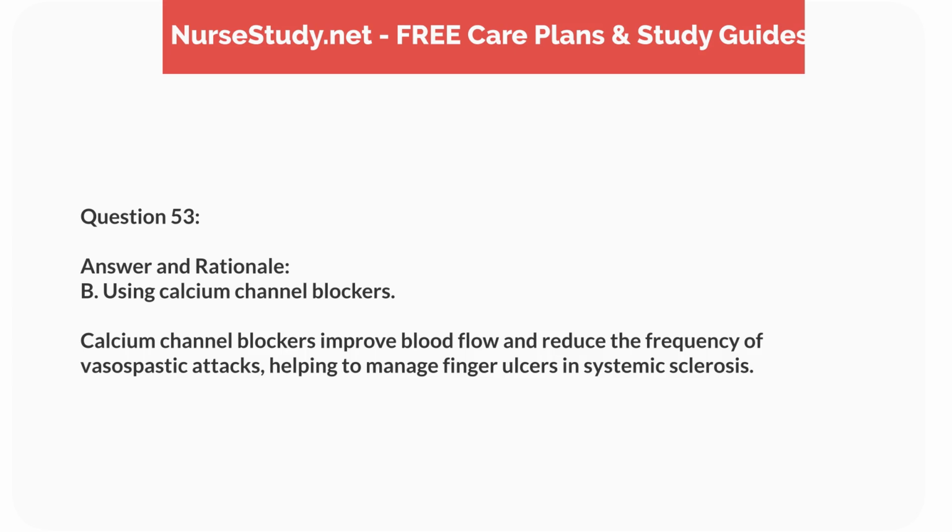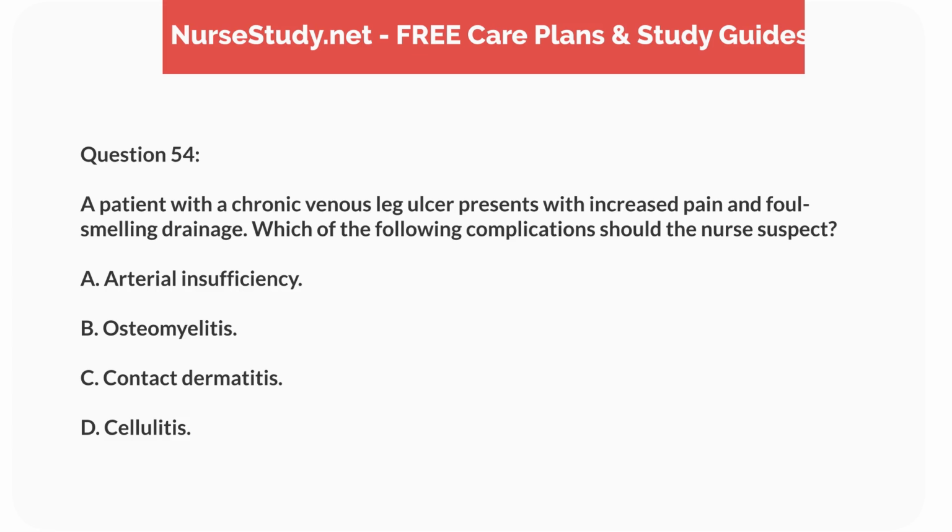sclerosis. Question 54. A patient with a chronic venous leg ulcer presents with increased pain and foul-smelling drainage. Which of the following complications should the nurse suspect? A. Arterial insufficiency. B.